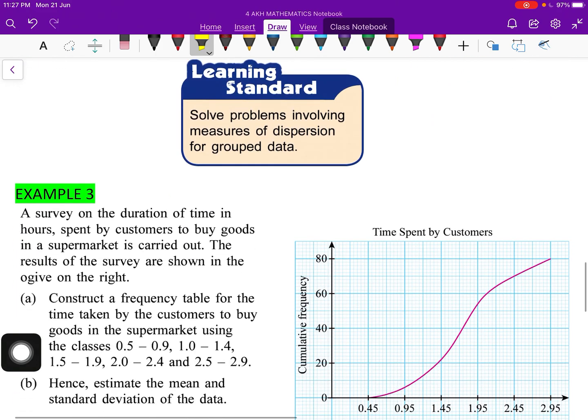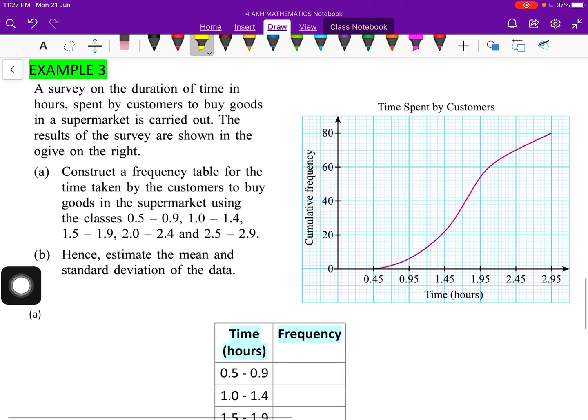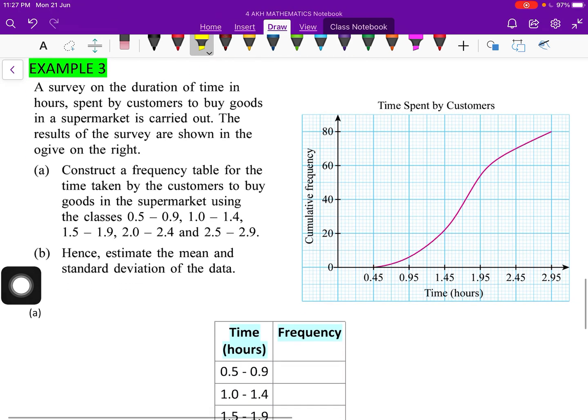Okay, continue with the third learning standard, which will be our last learning standard for today. Learning standard, we are solving problems involving measures of dispersion for group data. Okay, so here we have learned in this topic, okay, how to draw histogram, frequency polygon, and ogive. Okay, for the first part.